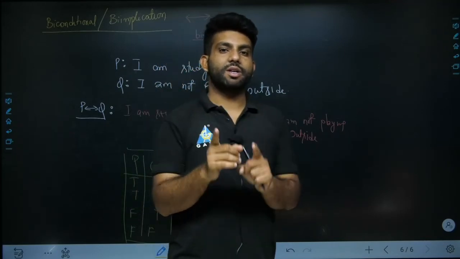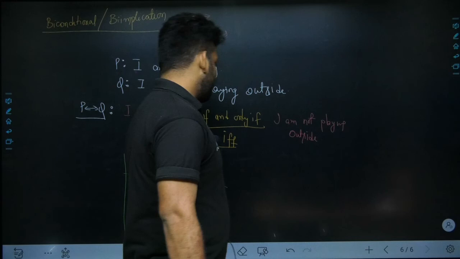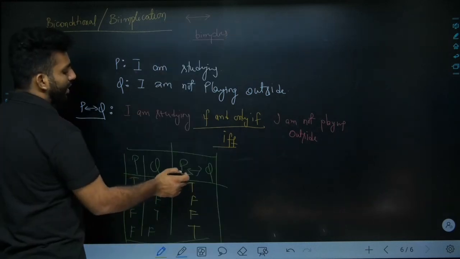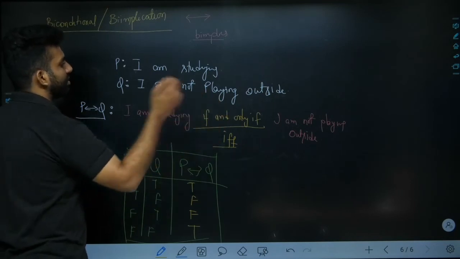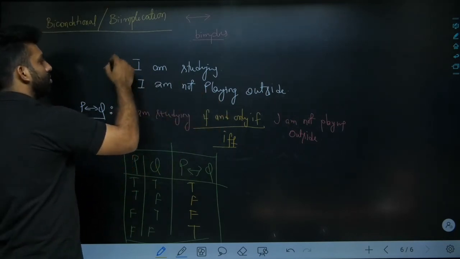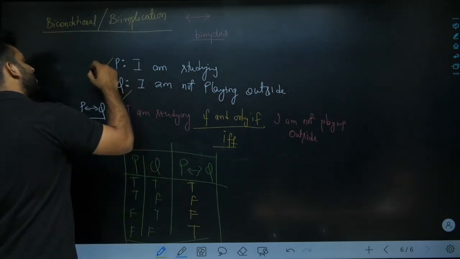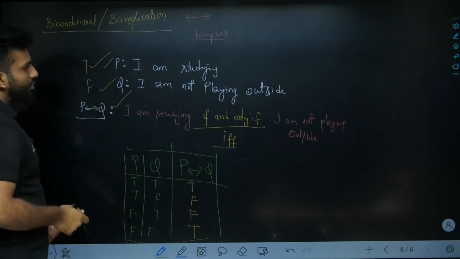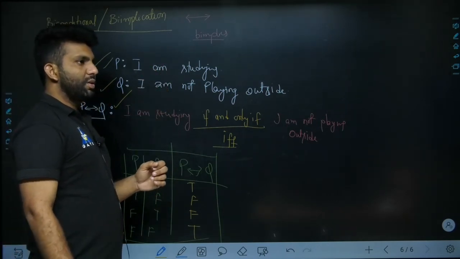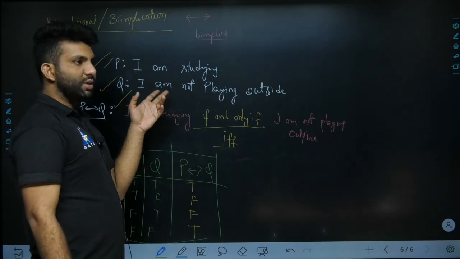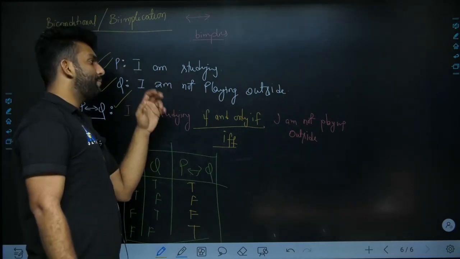See over here, if I am not studying, then it means I am not playing outside. Also, if I am not playing outside, that means I am studying. If one is true, second one is also true, then I will say yes, this statement is correct. If I am studying, this is also true, so this statement is true. If I say this statement is true but this is false, true false, what does it mean? I am studying and I am not playing outside is false, that means I am playing outside, I am studying.